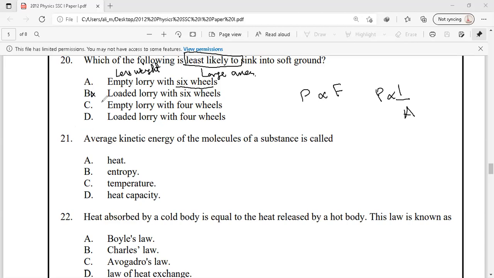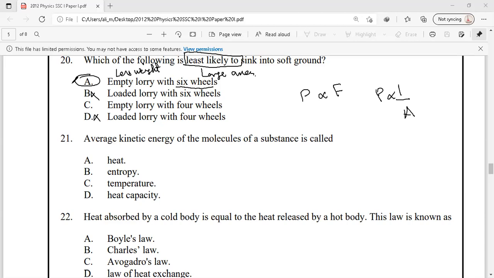So, we can cancel out these two options because these two lorries are loaded. It means they have a large weight. So, empty lorry with four wheels and empty lorry with six wheels. Greater wheels will have greater area and less pressure. So option A would be the right answer.